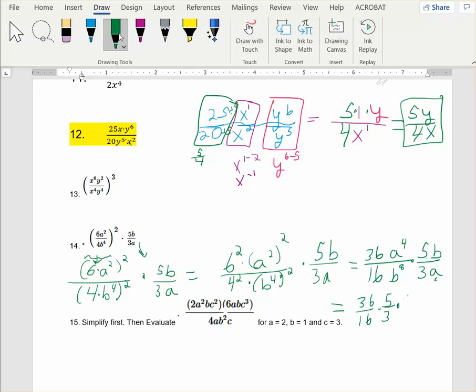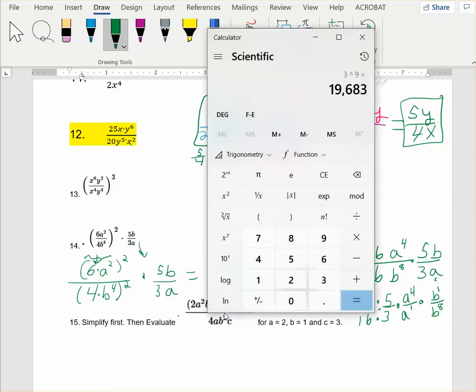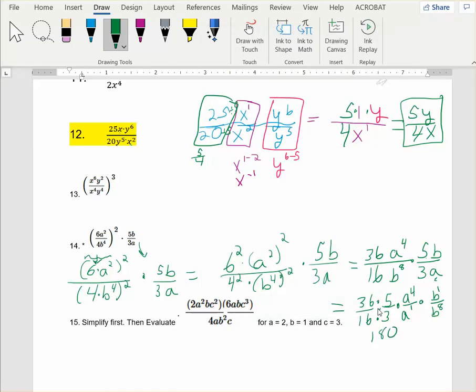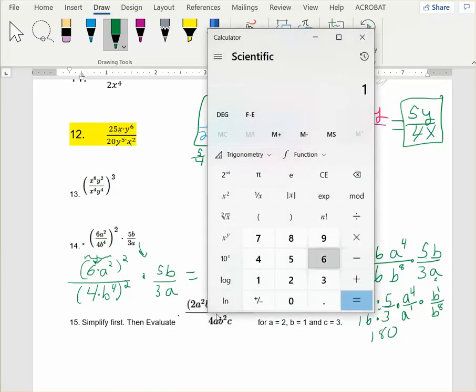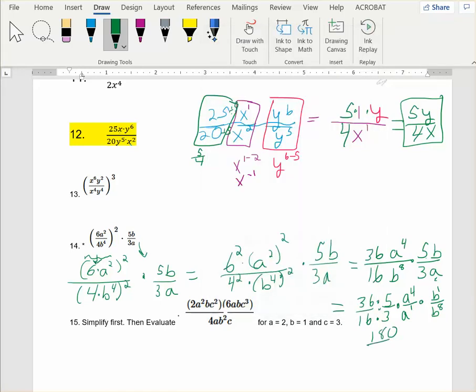Okay, now I'll do the a's. A to the 4th over a, or a to the 1. And then I'm going to put the b's. There's 1b, b to the 1 on the top, b to the 8th in the denominator. All right, now we can multiply 36 times 5 and 16 times 3 so that we can simplify this. 36 times 5 is 180. 16 times 3 is 48. So that's the coefficient part, the number part.